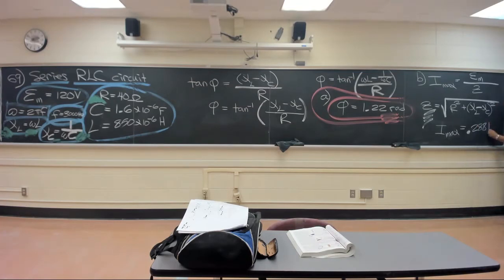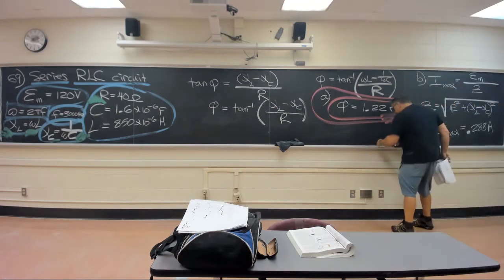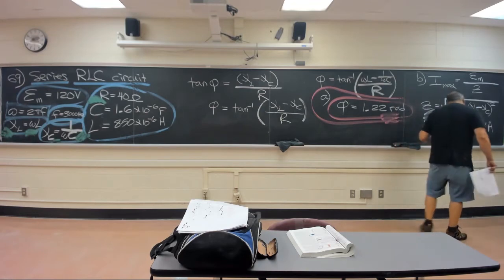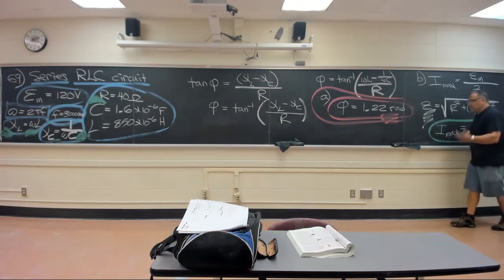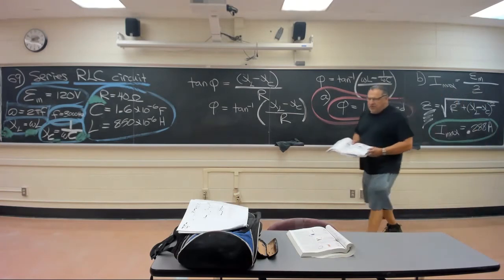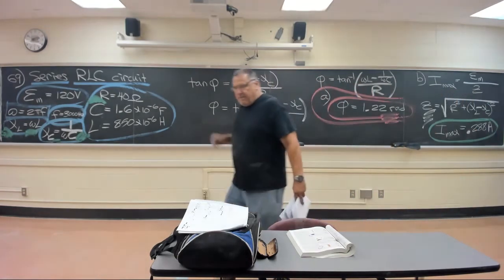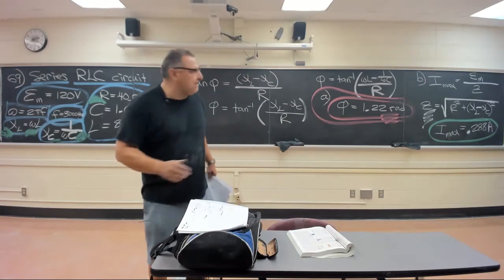0.288 amps for the Imax. Like I said in the notes, I wrote it simply as I, but it is an amplitude. It is the max that would be possible in these circumstances. The impedance kind of runs the show on that. What would that amplitude be if the circuit were in resonance?